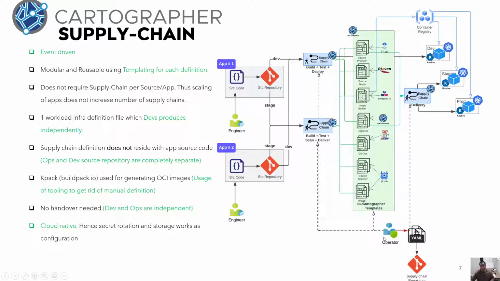No handover is needed, because in this case the operations and the definition of the supply chains happen completely in a segregated manner. It does not have any direct dependency on the dev source code, and we do not need to add any infrastructure definition file to our source code repository at all. And it's cloud native, so everything runs within Kubernetes. That means if a Kubernetes secret gets rotated, it references those secrets, and that's how it's automatically rotated. So I'm not storing the secret in a third-party tool; it's within the platform itself. This is how we can achieve the ultimate supply chain scenario.